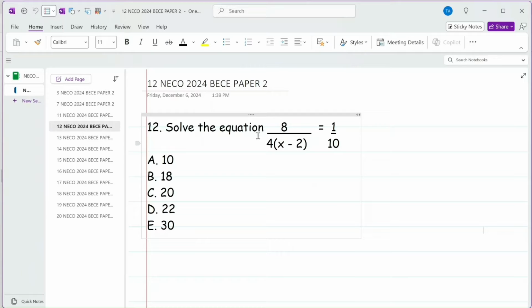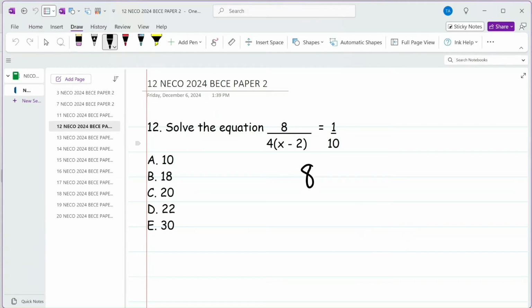Question 12. Solve the equation 8 over 4 into open bracket x minus 2 close bracket equals 1 over 10. Let's write it out. 8 over 4 into open bracket x minus 2 close bracket equals 1 over 10.